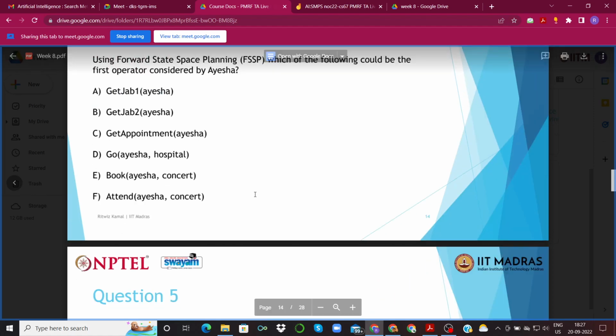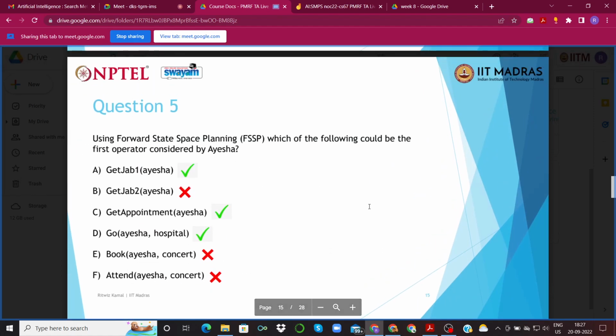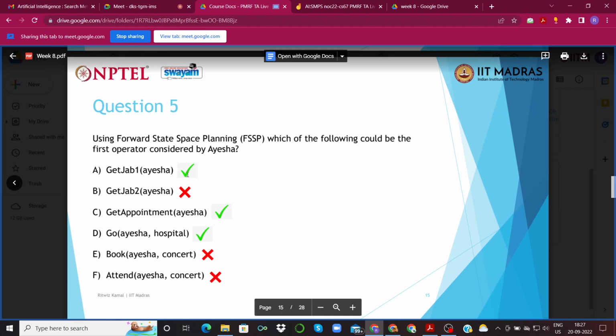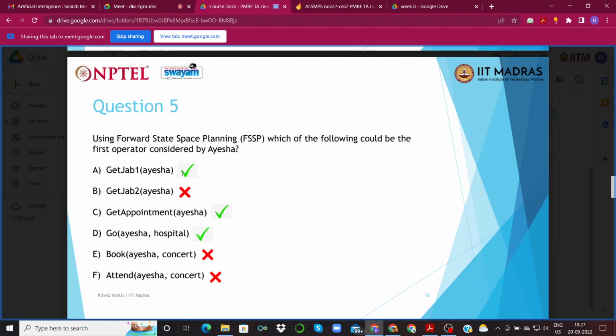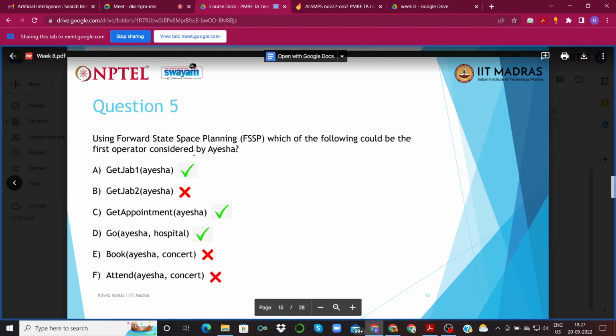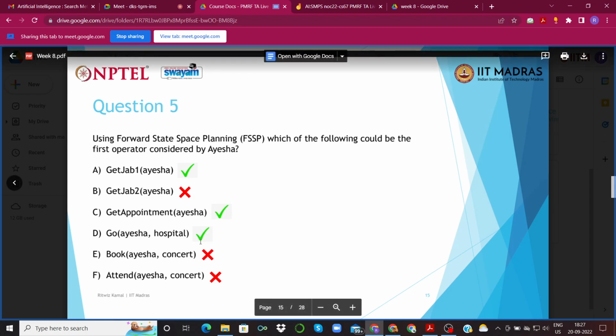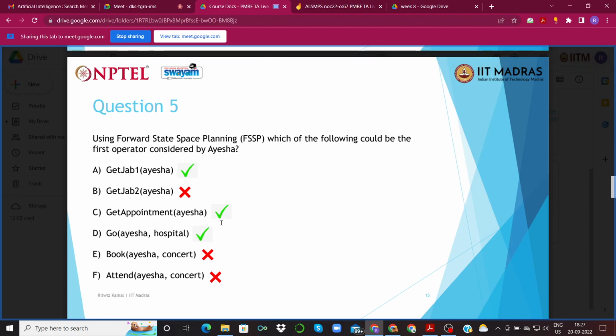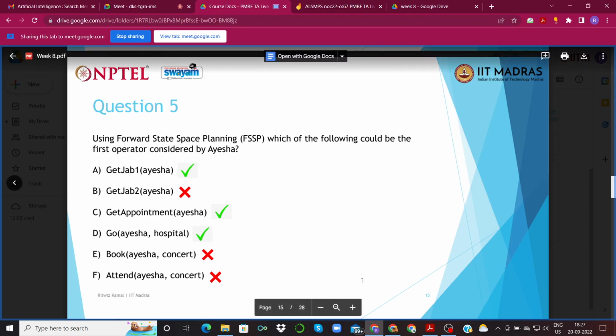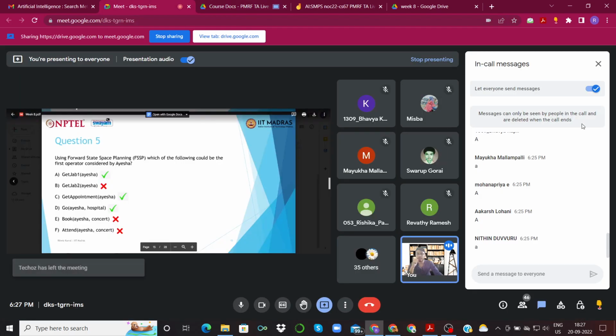Okay, coming back over here. Forward state space planning would consider these three as the potential first operators for Aisha. Basically, get jab one, get appointment, and go to the hospital. Out of these, C and D, although they are redundant, since forward state space planning includes all possible actions or operators that could be used at a given point of time, these three are also included in the correct options. So is that clear or any doubt about it?